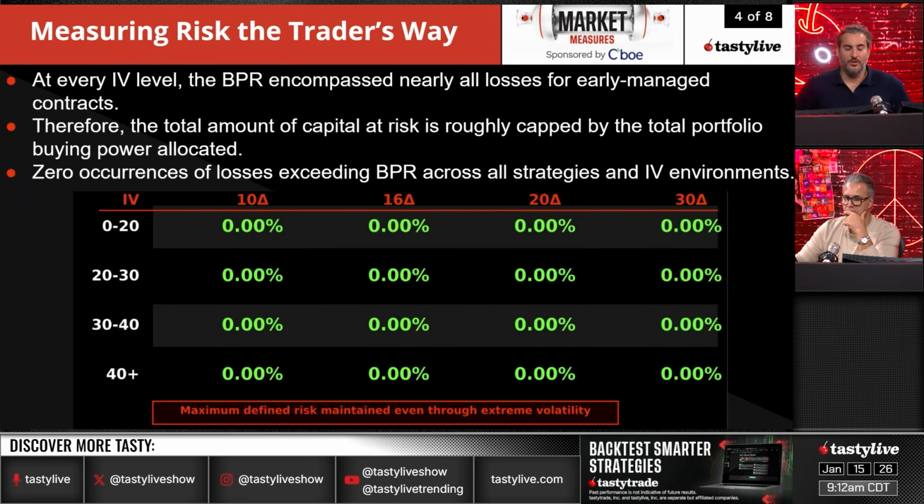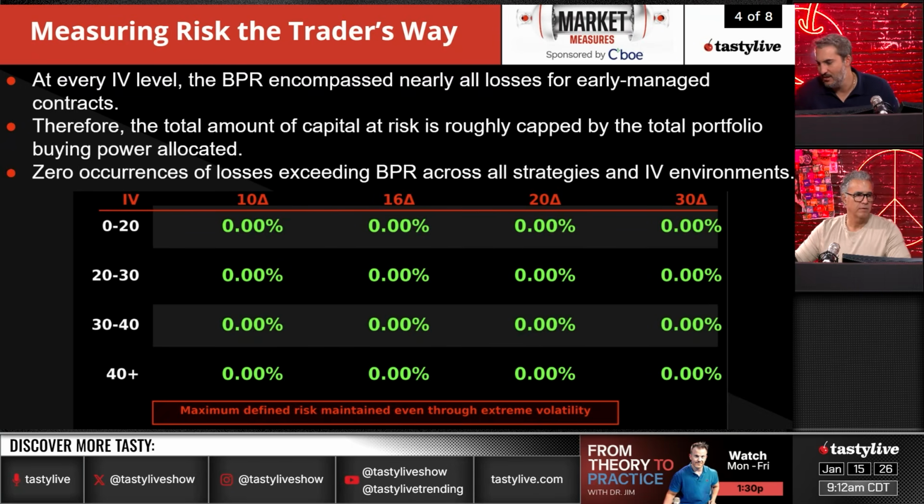So when we look at every implied volatility regime here, you're looking at IV from 0 to 20, 20 to 30, 30 to 40, and 40 plus. This is on SPY, just for context. SPY current implied volatility is sitting at about 15 to 17%, so we are in the first bucket here.